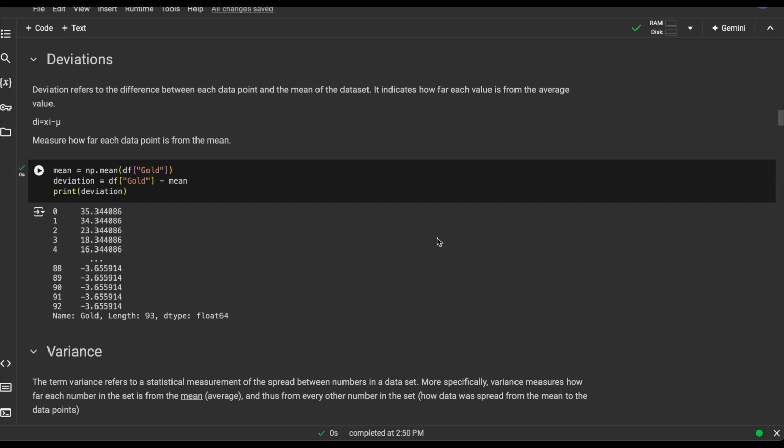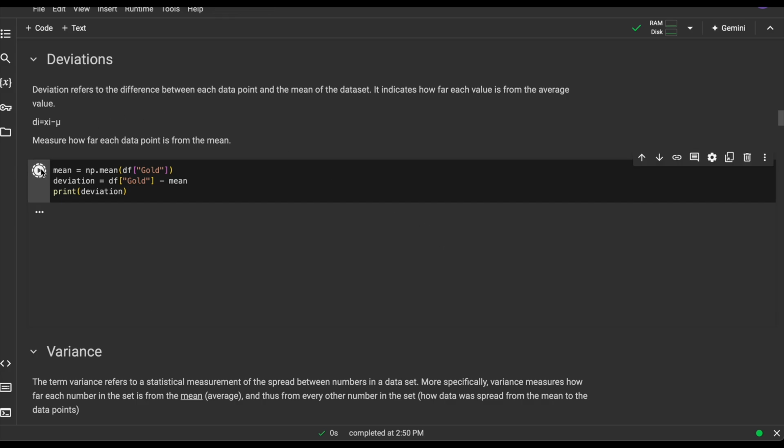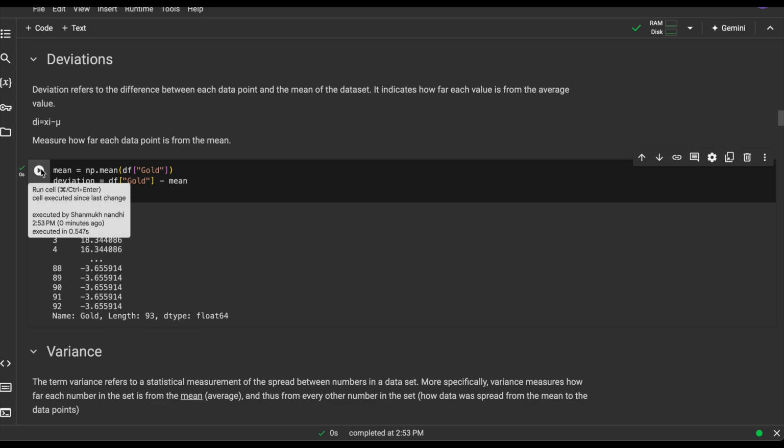Like I show in the example, can I run it again? This shows there are positive values and negative values. Negative deviations indicate values below the mean, while positive values indicate values above the mean. These insights help to understand the spread of the dataset and identify where most values lie in relation to the average.